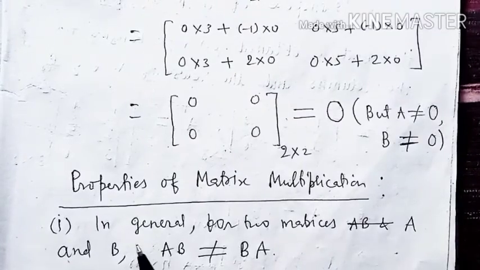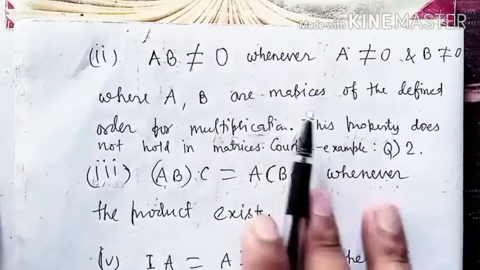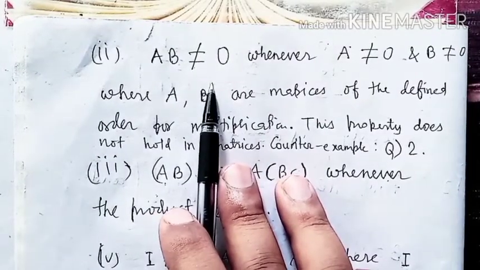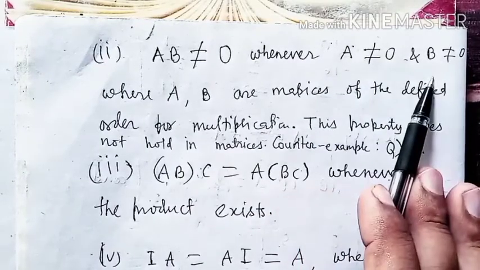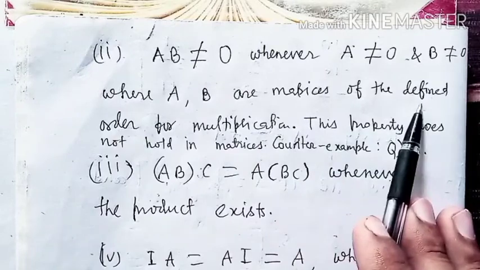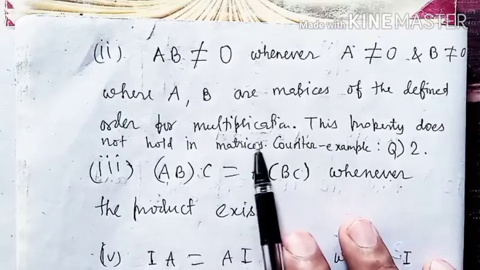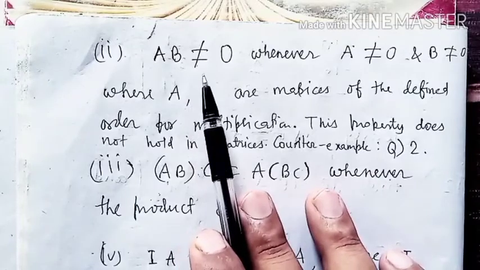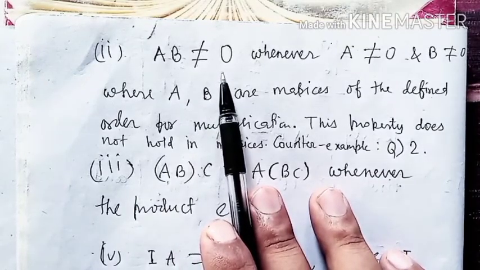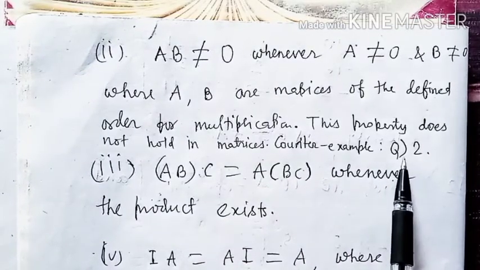First one is, in general for two matrices A and B, AB is not equal to BA. Second, AB is not equal to the 0 matrix whenever A is not equal to 0 and B is not equal to 0, where A, B are matrices of the defined order for multiplication. This property does not hold in matrices. Here A and B are non-zero, but AB may be 0. We can see a counter example as question number 2 discussed earlier.